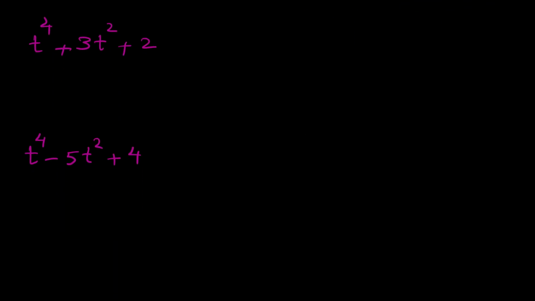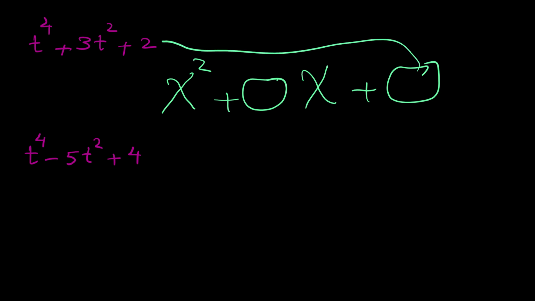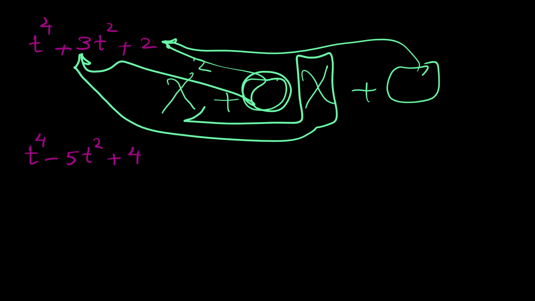Now look at these questions. We have trinomials here, but the problem is that the degree is not 2. Usually we prefer to see something like x to the 2 plus 5x plus 7. But here we have t to the 4, t to the 2. Remember, this is what we are looking for mostly: x to the 2 plus a number times x plus another constant. This constant is 2, the number is 3, but we don't have x and x squared. We have t squared and t to the 4.